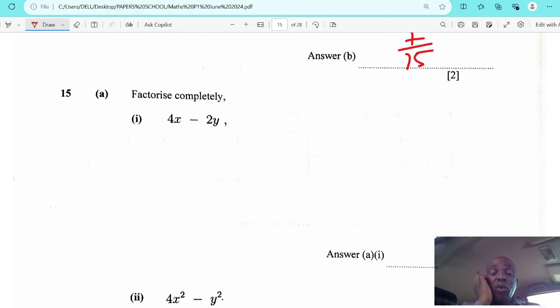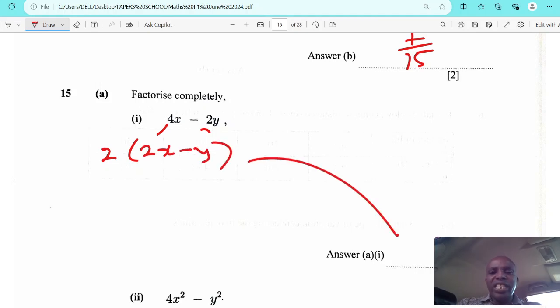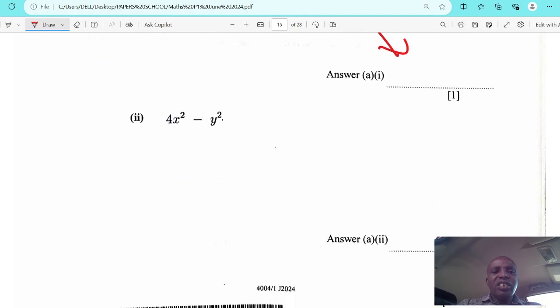Next, factorize completely, right? Just find the common factors of the numbers. The common factor of 4 and 2 is 2. Factor out 2; x, y have no common factors. 2 into 4x is 2x. 2 into 2y is y. So this is the answer. You put it here.